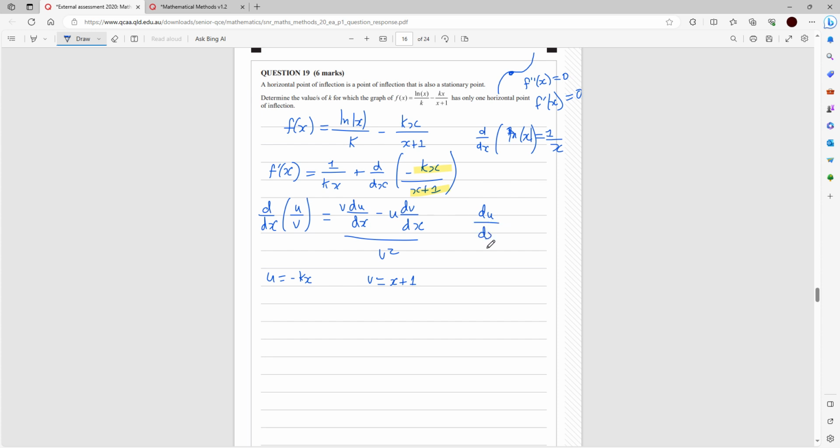So that means that du/dx just means u dash, pretty much. So u dash here, if I differentiate this, is just going to be negative k. And v dash here is just going to be 1. Okay? So all we're going to do now is plug into the formula. So that means the differential of this.